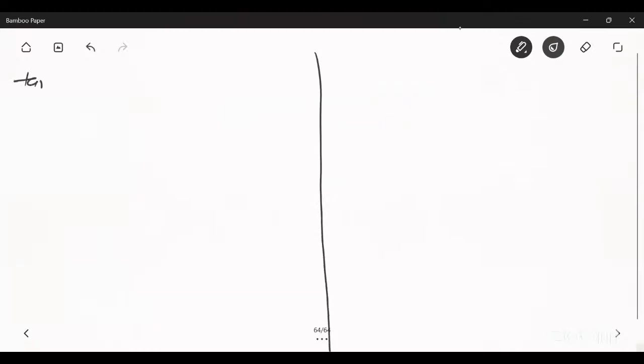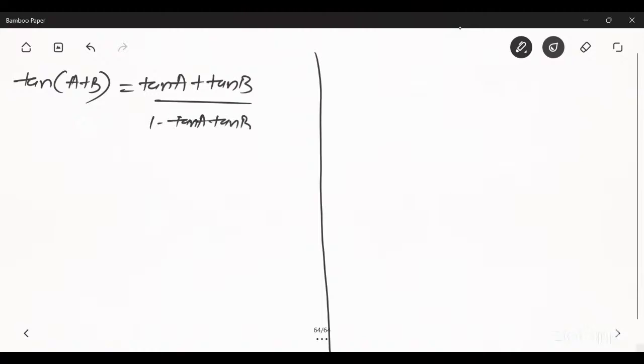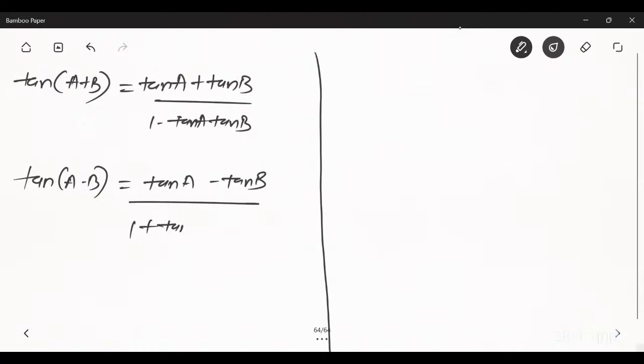So tan(a plus b) will be tan a plus tan b upon 1 minus tan a tan b, and tan(a minus b) is tan a minus tan b upon 1 plus tan a tan b.